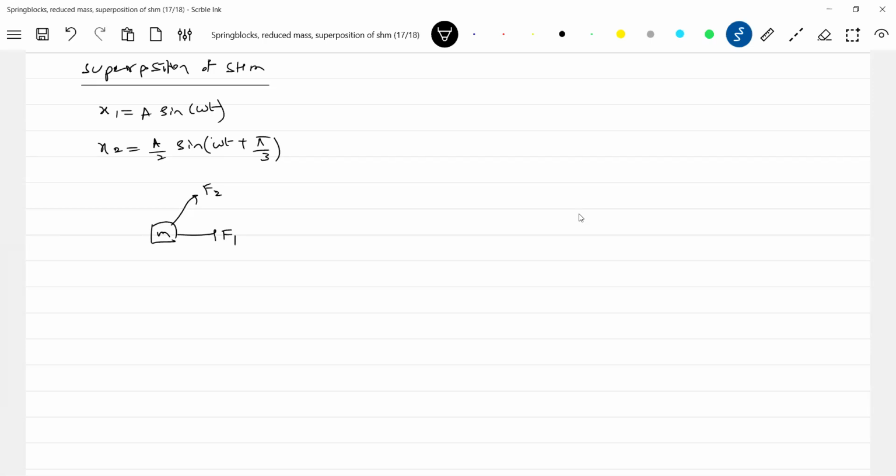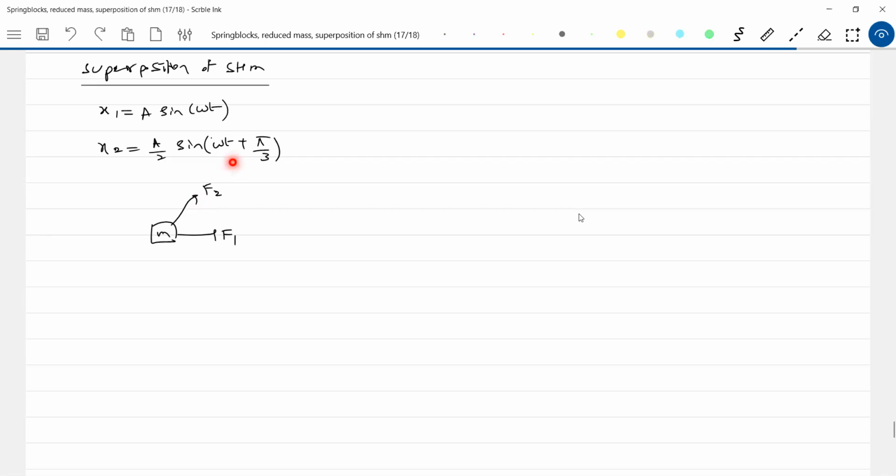When only F1 acts, the equation of motion is given by this one. When only F2 acts, the equation of motion is given by this particular equation. When both the forces act, what will be the resultant amplitude and what will be the phase?